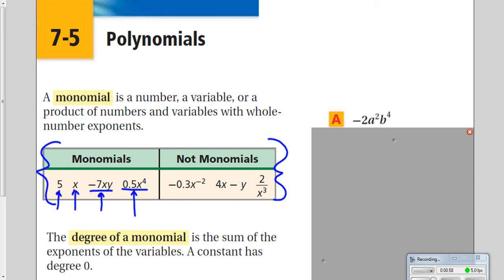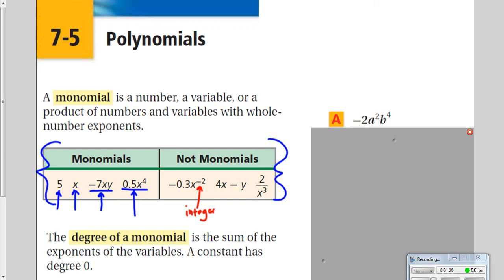So now on the right side, things that are not monomials. Something is wrong with each one of these. This one, it's the -2. We said that the variables had to have whole number exponents. Well, this one does not have a whole number exponent. It has an integer exponent. Remember that negative numbers are not included in the set of whole numbers, so that one won't fly.